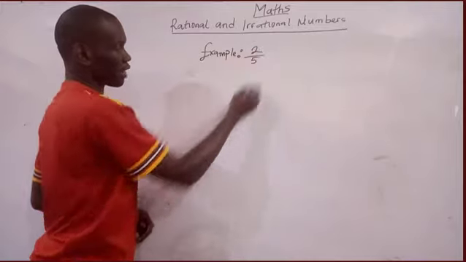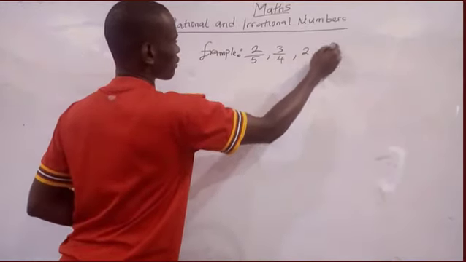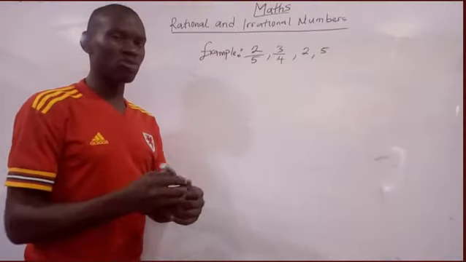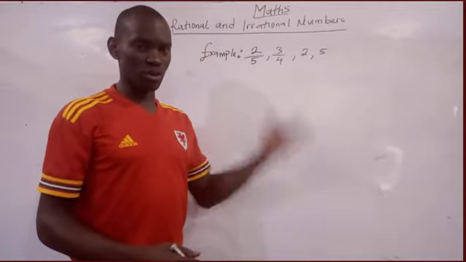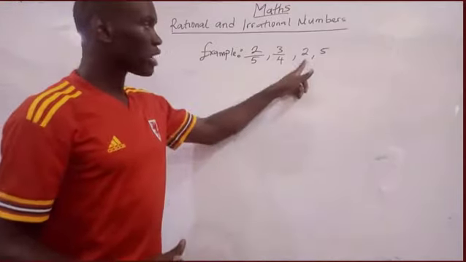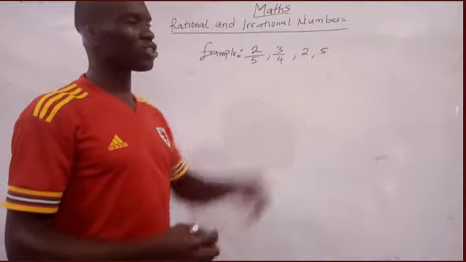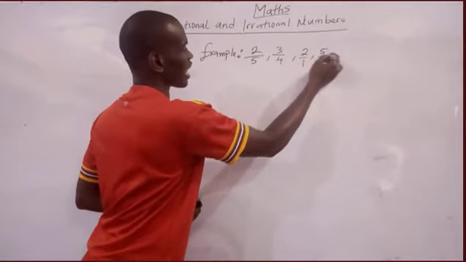If I have 2/5, if I have 3/4, if I have 2, if I have 5, these numbers are called rational numbers because they can be represented as quotients of integers. They can be represented as fractions. 2 has a denominator of 1, and 5 has a denominator of 1.